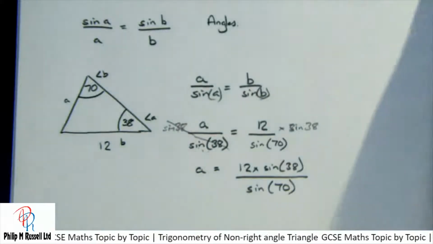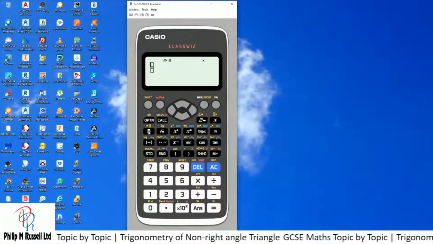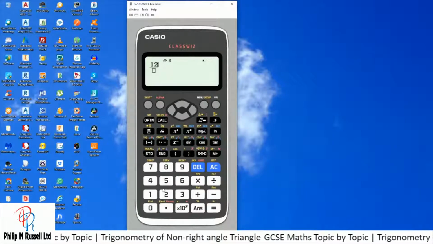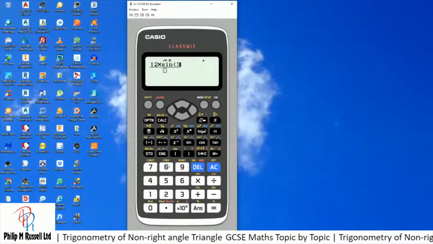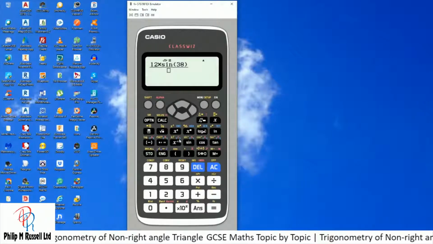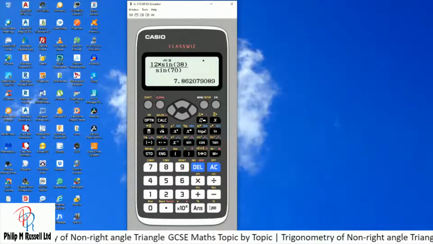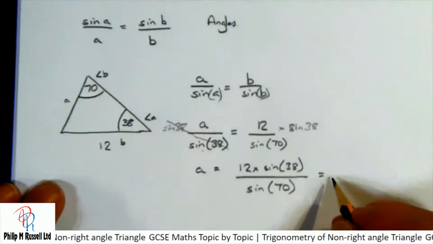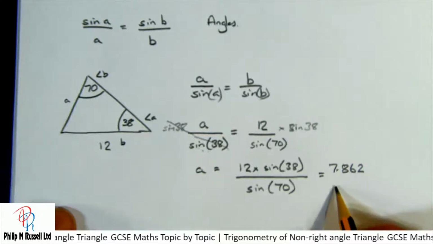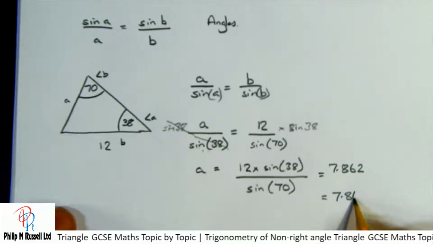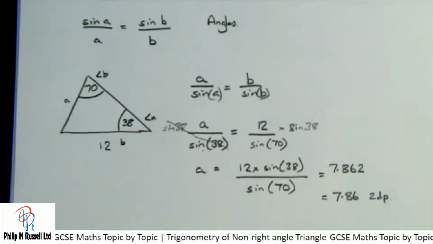Let's go to the calculator and work this one out. So we've got a fraction, we've got 12, I have a problem with my mouse, times the sine of 38 all divided by the sine of 70. And it gives me 7.86 as the length of my side. 7.862, and I'm going to call that 7.86 to 2 decimal places. Not that bad to try and work out one of those.